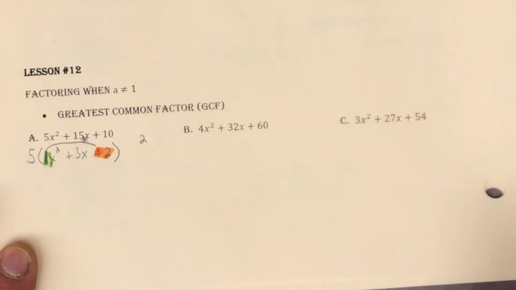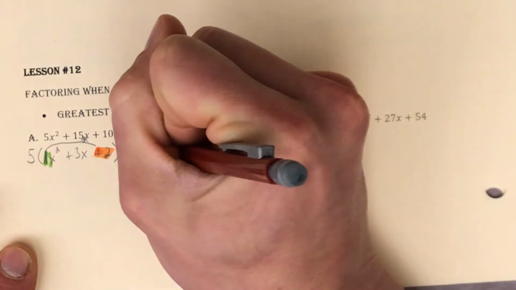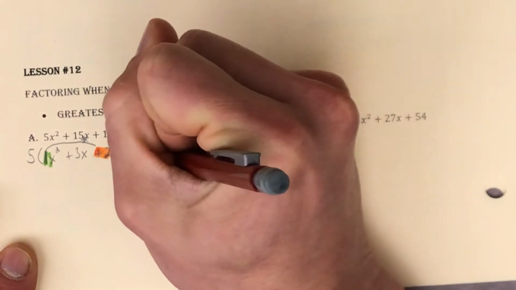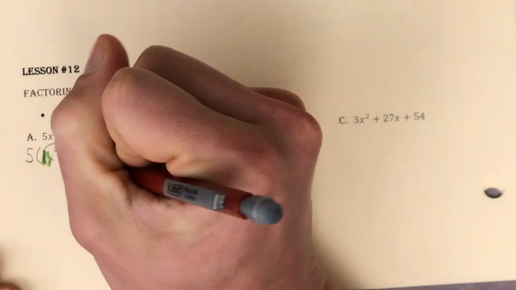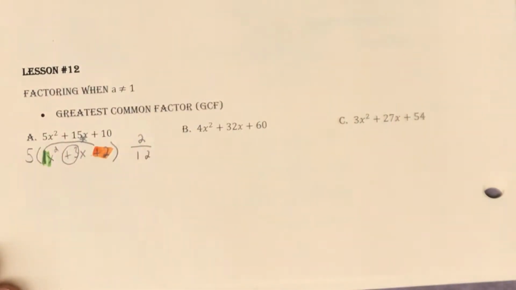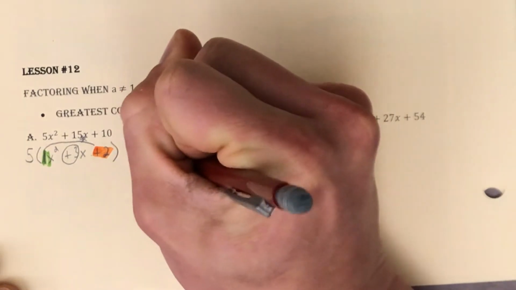Then I'm into step 3: list the factors of AC, which is 2. The only factors of 2 are 1 times 2, so that's what I need to use. My goal is to make those combine together in step 4 to make B. Well, B is positive 3. It's always found in front of the x term like before. And I know that 1 plus 2 equals 3.